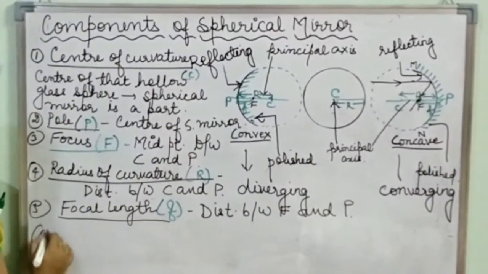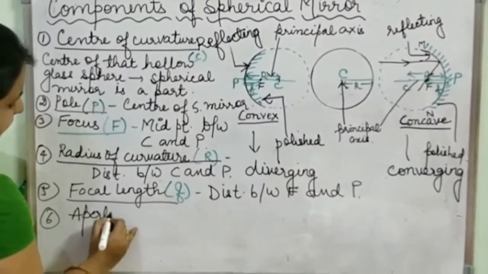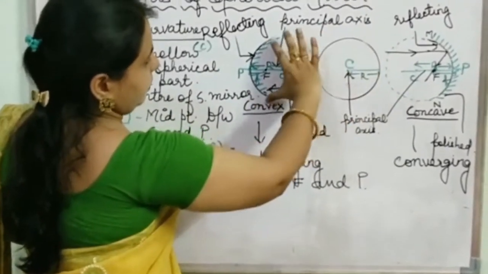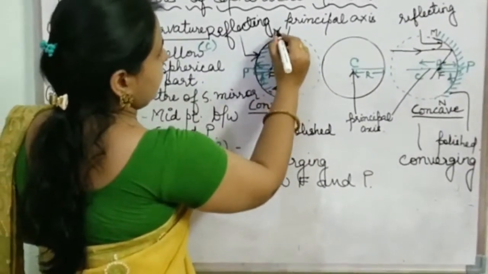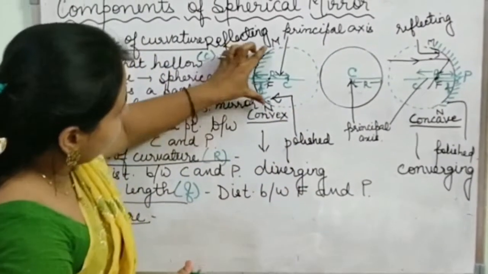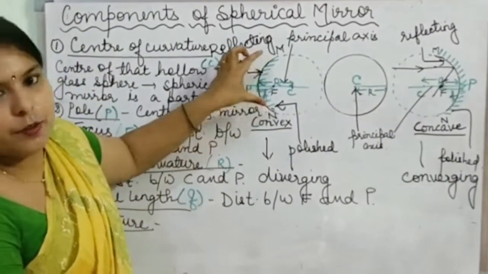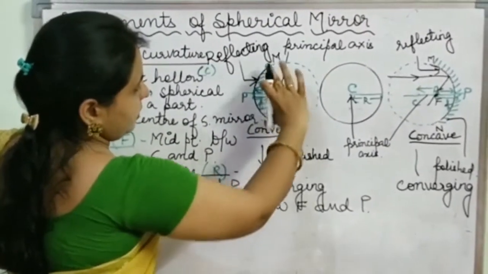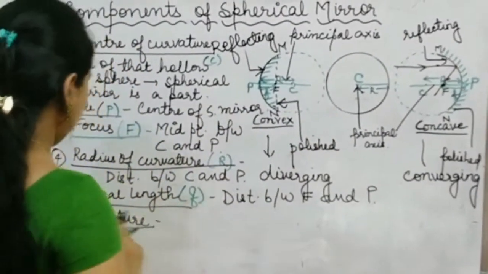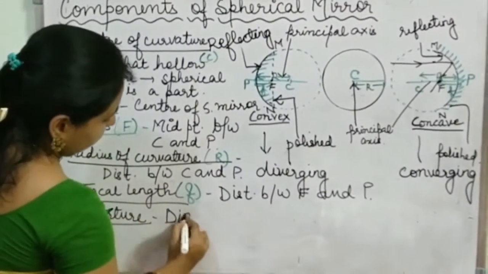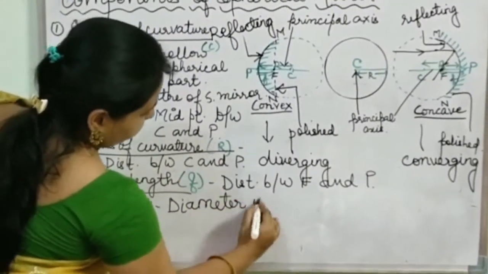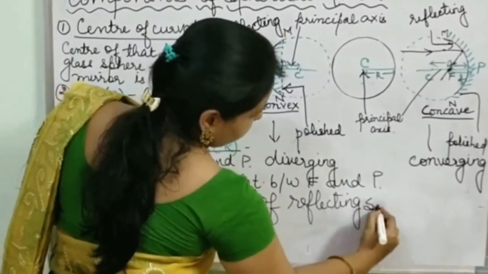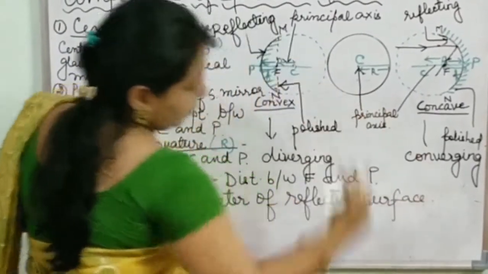And the last component is aperture. If we have cut this much of a part, let us name it M and N. This MN part we have polished, and this part is the reflecting surface now. The diameter of this reflecting surface is called the aperture. So aperture is the diameter of the reflecting surface of the mirror.